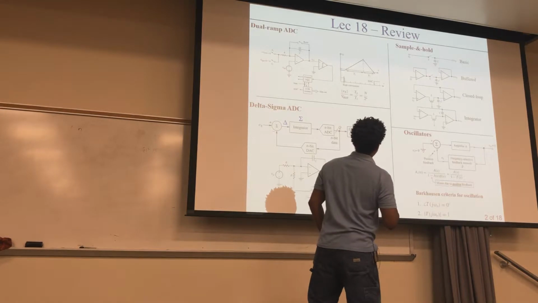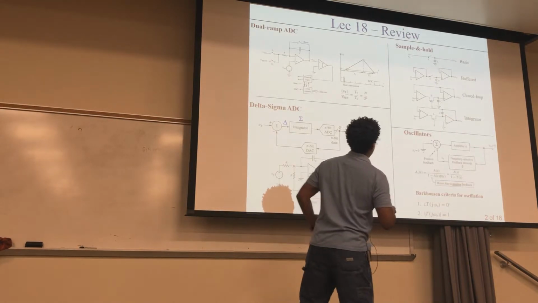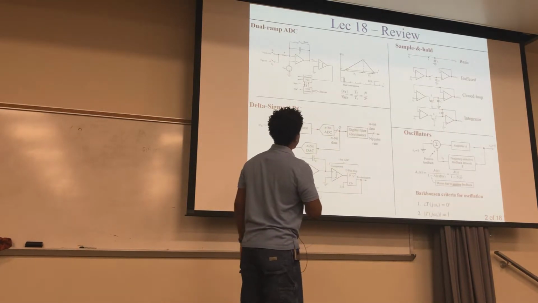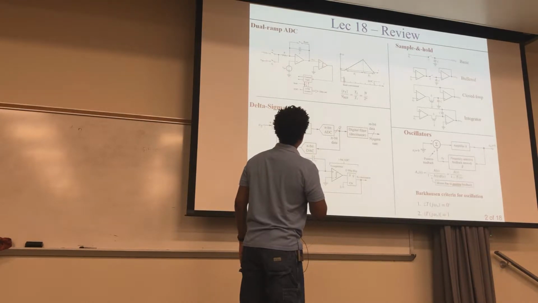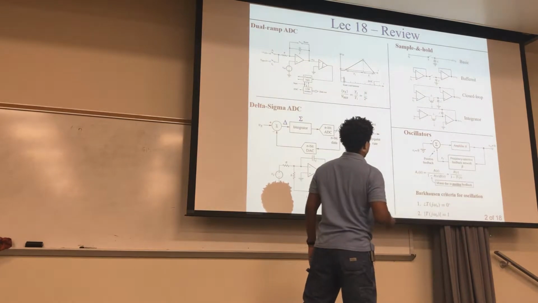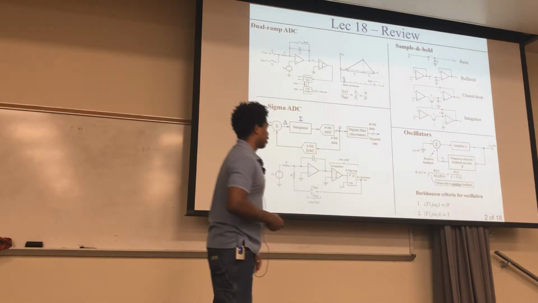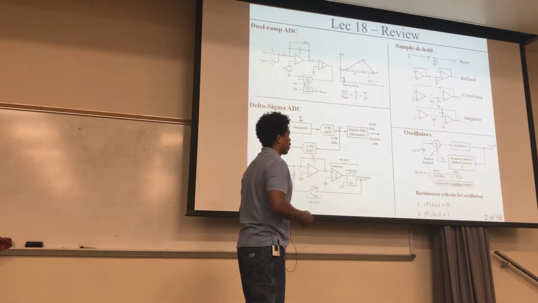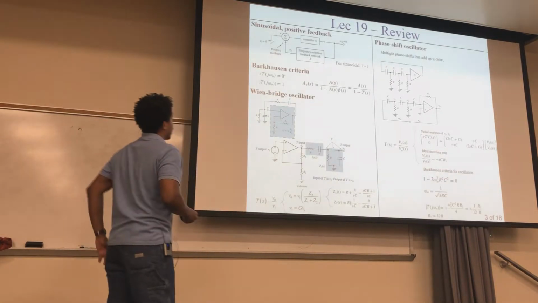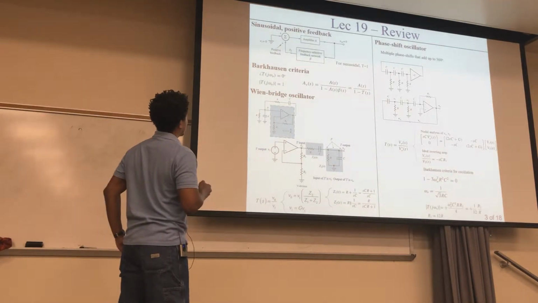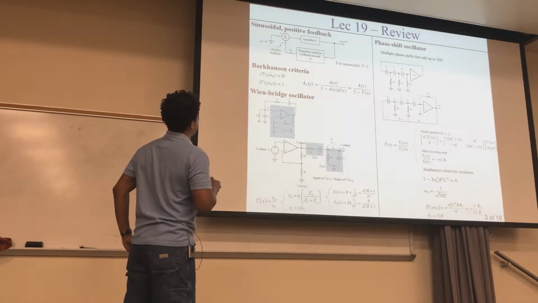Also, we looked at sample and hold methods for capturing your front-end data so it doesn't change prior to you actually analyzing it. And we started looking at oscillators and the Barkhausen criteria for oscillation. Then in lecture 19, we looked at sinusoidal oscillators, which are based on positive feedback.